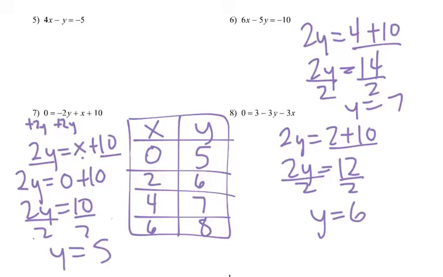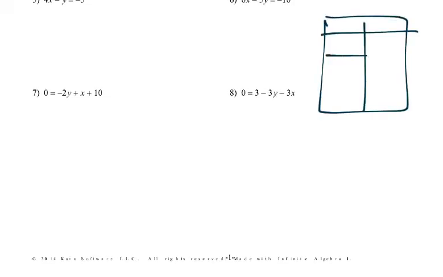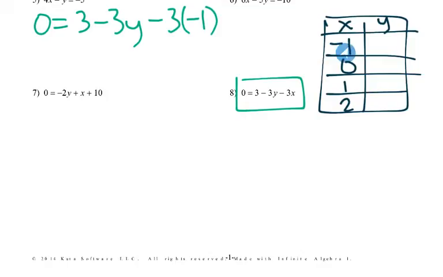Now in number 8, you could do the same thing. However, I'll show you what we do when it's just the way it is. Okay, so build my table. x, y. We can choose -1, 0, 1, and 2. Okay, so now I'm going to plug it in, so I write 0 equals 3 minus 3y minus 3, but instead of x, we put in our number -1, right? We take this, substitute it in for x, and we're dealing with multiplication. So 0 equals 3 minus 3y. 3 times -1 is -3.